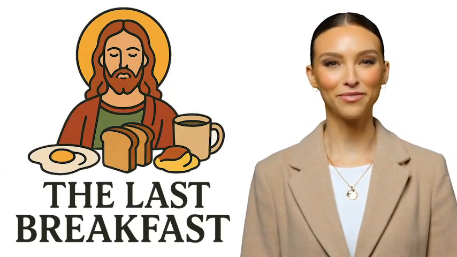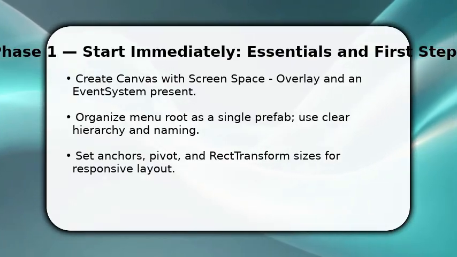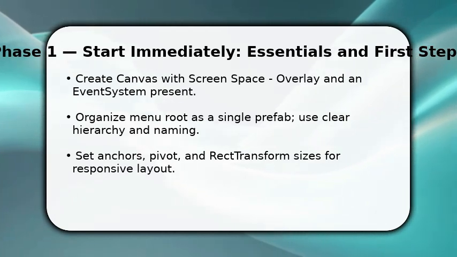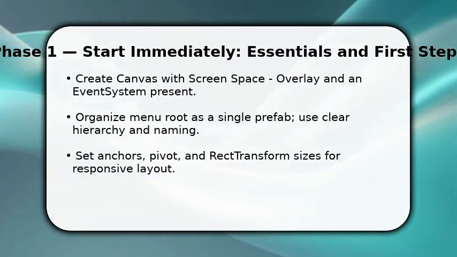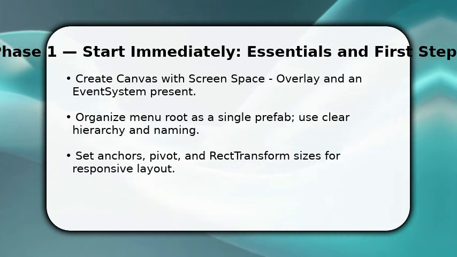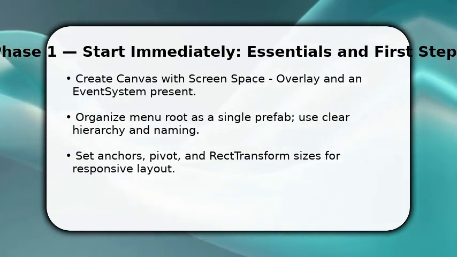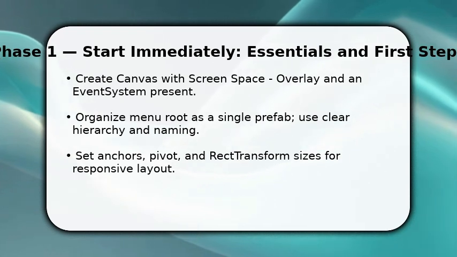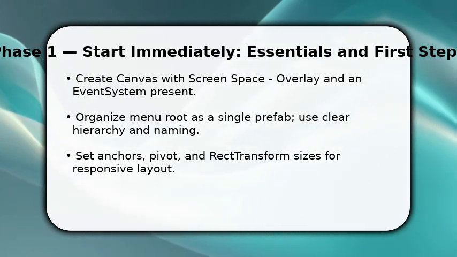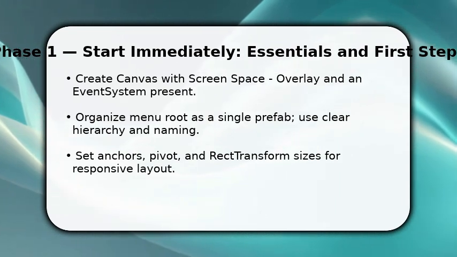Please enjoy the video. You start by assembling the essential foundation: canvas, event system, and a named menu root prefab. Once configured, make sure anchors and pivots match target aspect ratios, 16:9, 4:3. Then create the core panels and buttons inside that prefab so you can iterate.